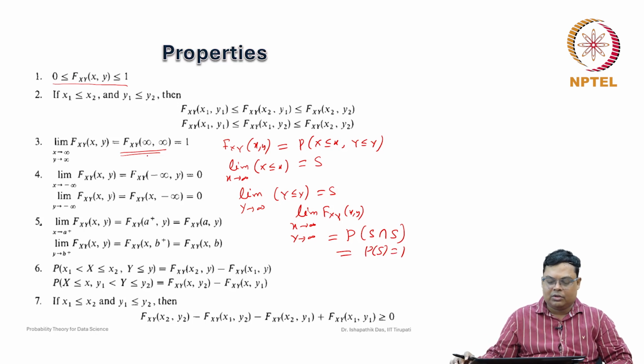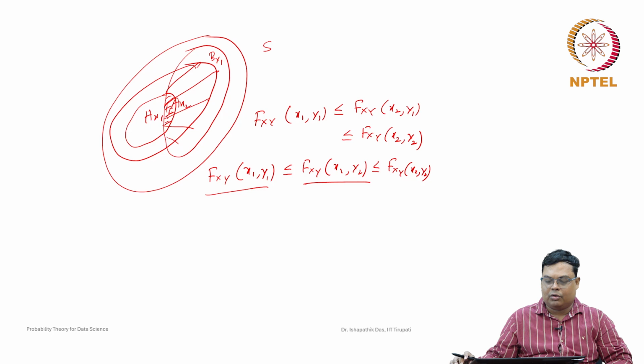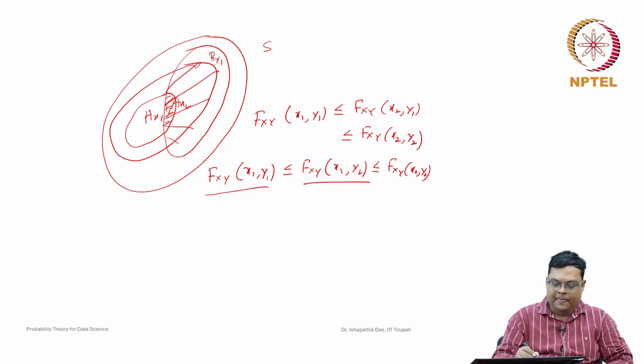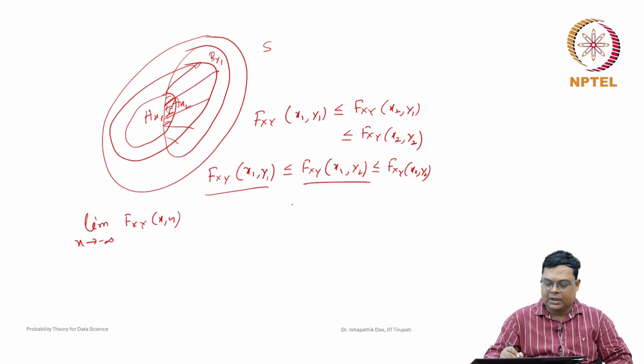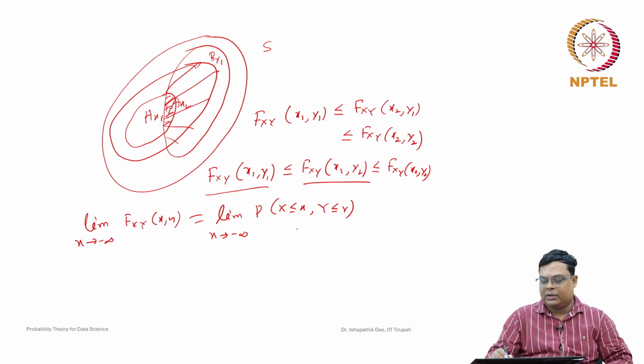Now, if you take the limit as x goes to minus infinity, one of the variables going to minus infinity, what will be the value of F_XY(x, y)? This is nothing but the limit as x goes to minus infinity of the probability that X is less than or equal to x, comma, Y is less than or equal to y. The proof will be different, but we are just trying to understand what the value should be here.